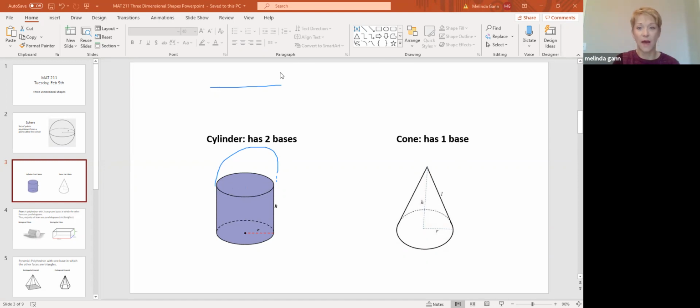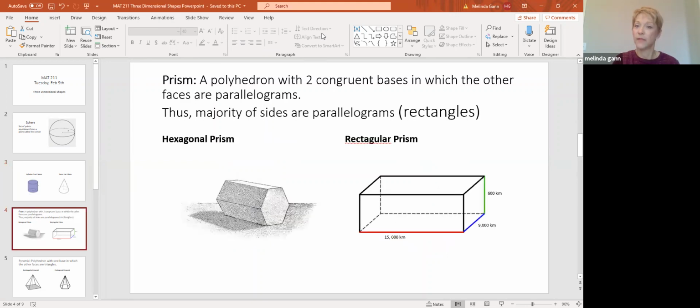Okay, so let's kind of go back. Let me clear that. Let's go back down to clear that off. And let's kind of go back to our prism. All right. Maybe. There it is. It was having a bad day. Okay. So it's a polyhedron. So every side's got to be a polygon.